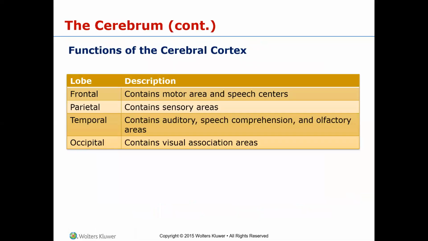So when we look at each one of the lobes, they have individualized functions. The frontal lobe is for motor and speech. The parietal lobes, those on the top of our head, on either side of that longitudinal fissure, contain some sensory areas. Above our ears are the temporal lobes, and they are the areas for speech comprehension, smell, as well as hearing. Then in the back, we have our sight, which is in the occipital lobe.